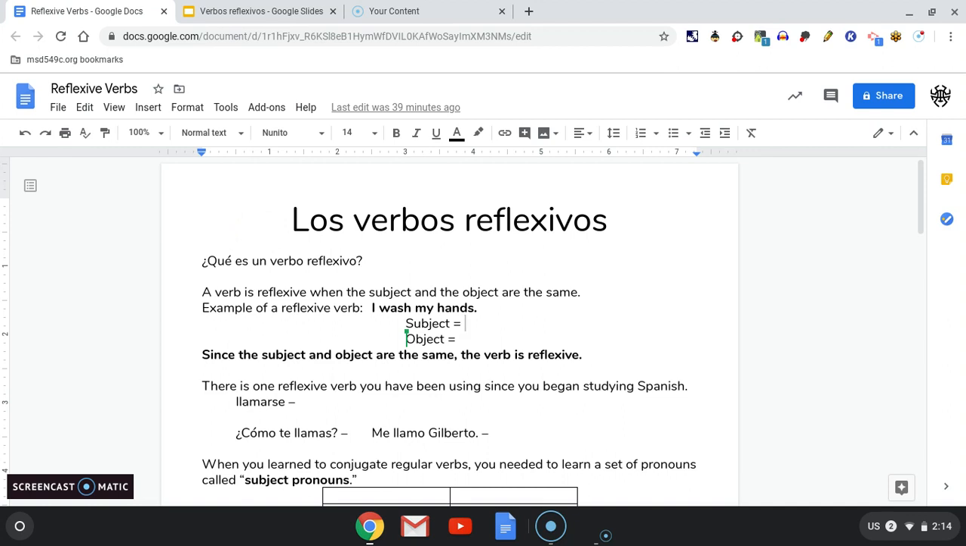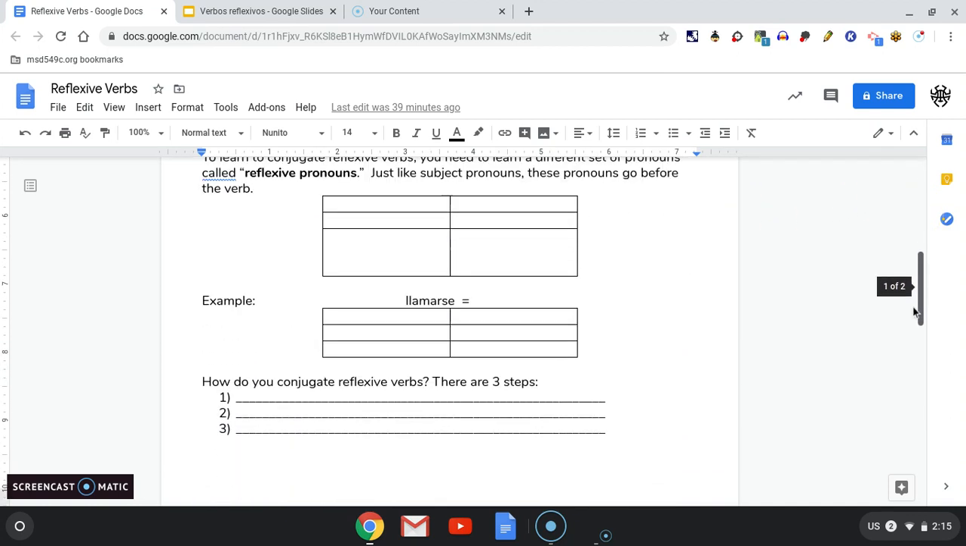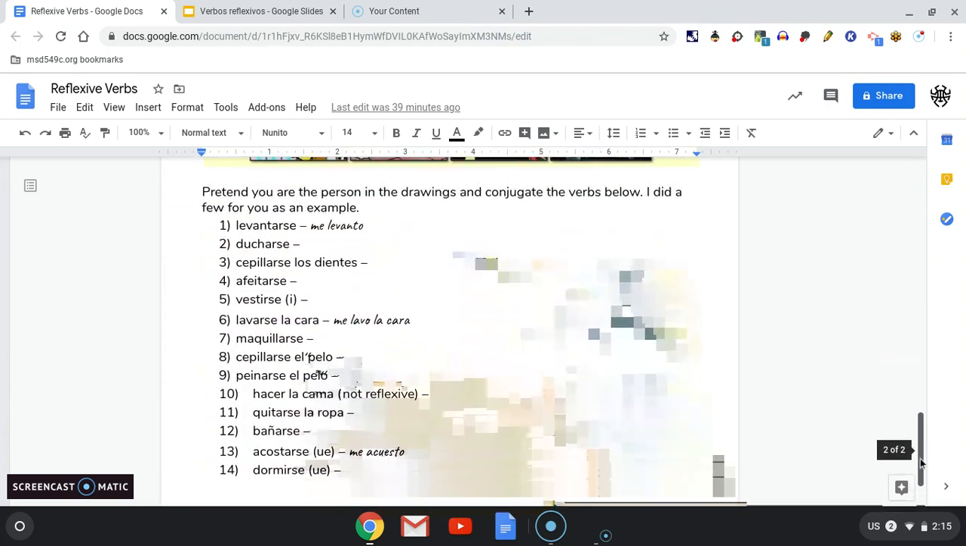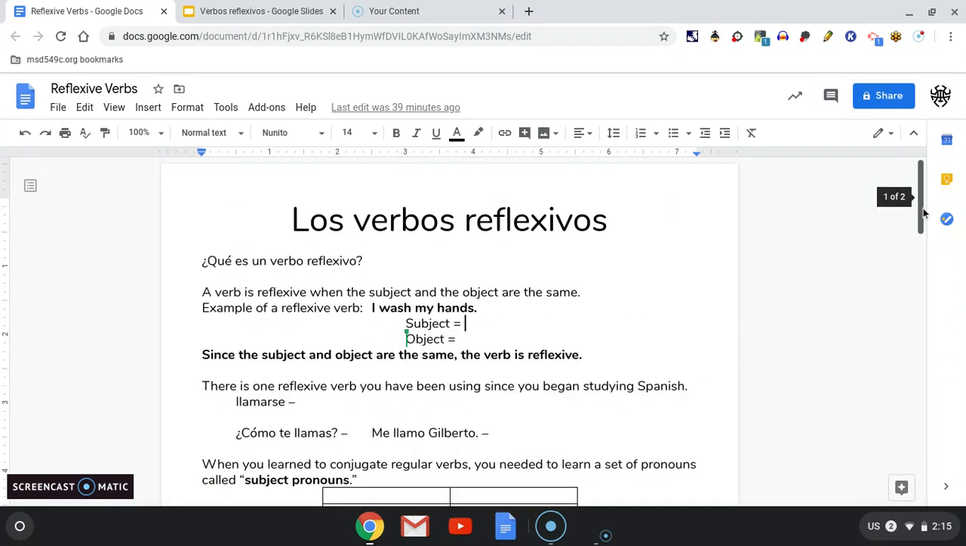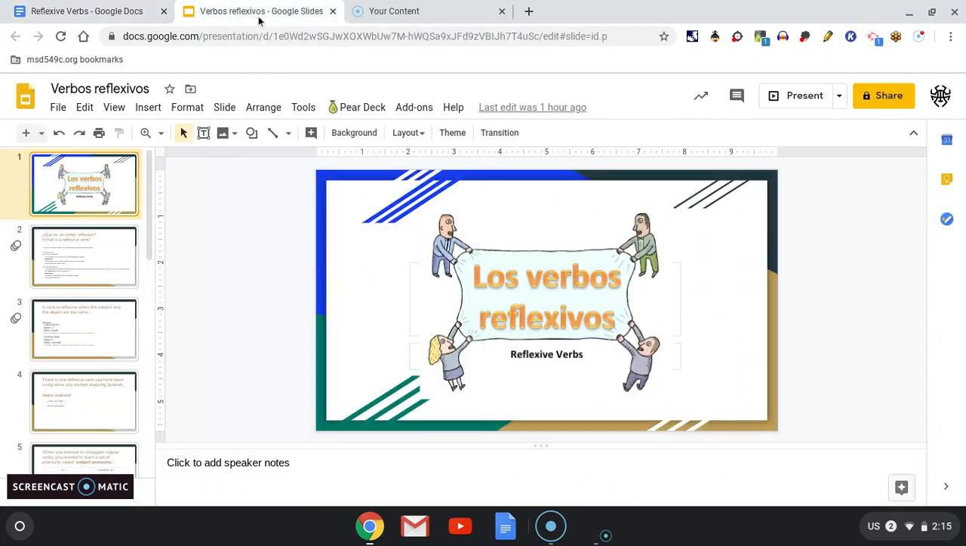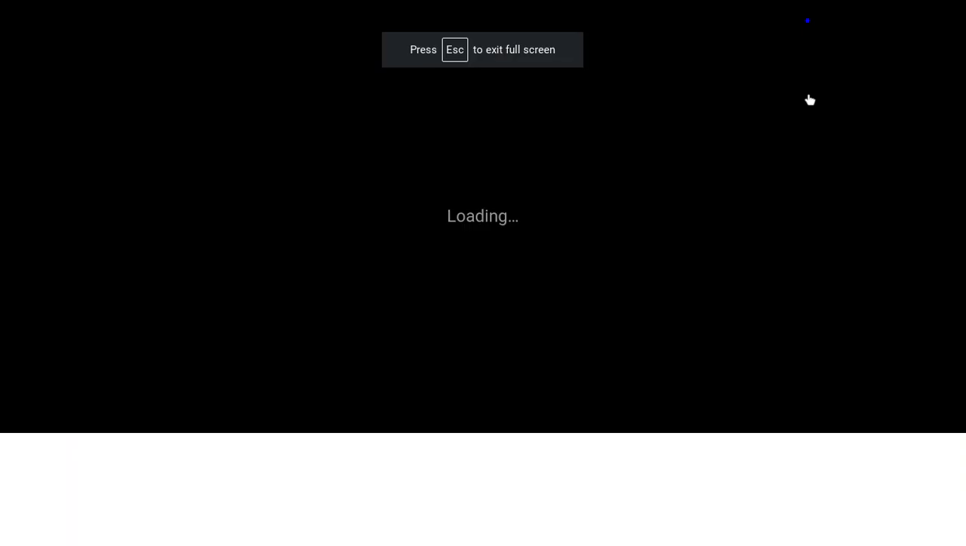The first thing you'll want to do is make sure you have this document open or printed. You can fill it out on your Chromebook, or if you prefer, you can print it and fill it out by hand, then take a picture of it to submit to your teacher by the end of the week. So I'm going to go ahead and begin the presentation.